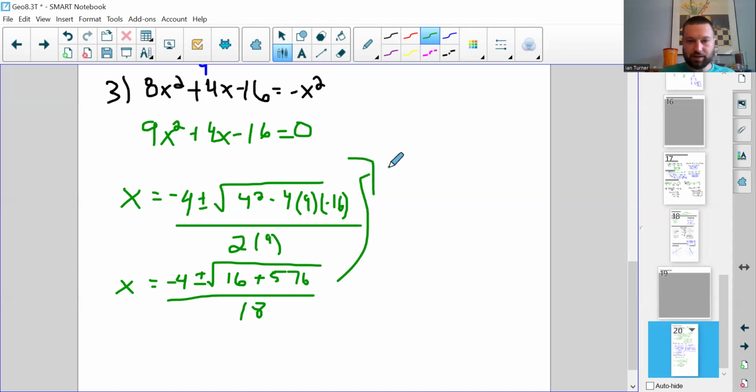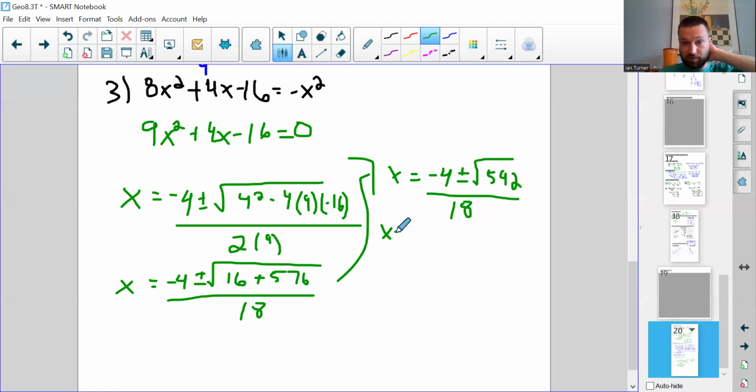So we get x equals -4 plus or minus the square root of 592. Now I think 4 goes into that. So we can pull out, let's see, divide by 4. Yep. 4 goes into 592. Sorry, I forgot. Should do this first before I get distracted here. Divided by 18. Okay, so we know 4 goes into it. So we can simplify this radical a bit.